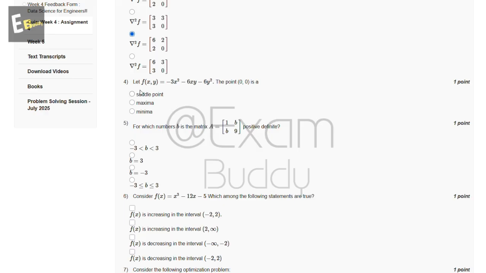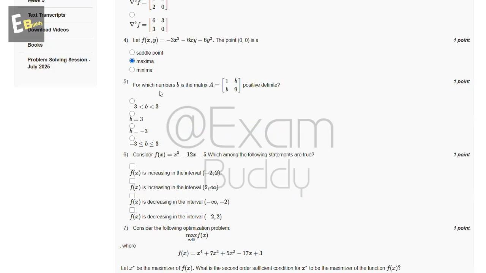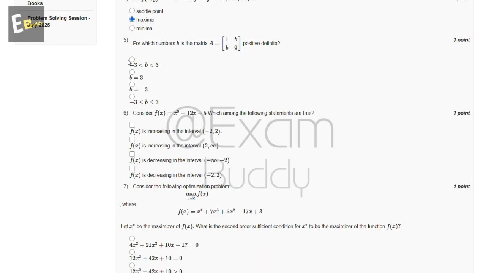Now the fourth question is, let f of x comma y equal to minus 3x square minus 6xy minus 6y square. The point 0 comma 0 is a. So these are the options, and the answer of our fourth question is B, maxima. Now the fifth question is, for which number b is the matrix A equal to 1 b 9 positive definite. So the answer of our fifth question is A.